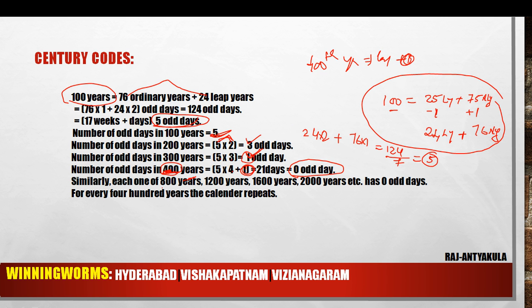Similarly, for 800 years, the number of odd days is 0. For 1200 years, the number of odd days is 0. For 1600, the number of odd days is 0. For 2000 years, the number of odd days is 0. Simply, for every 400 years, the calendar repeats.